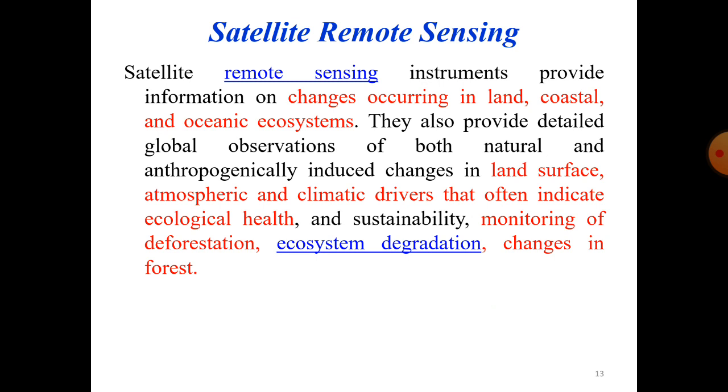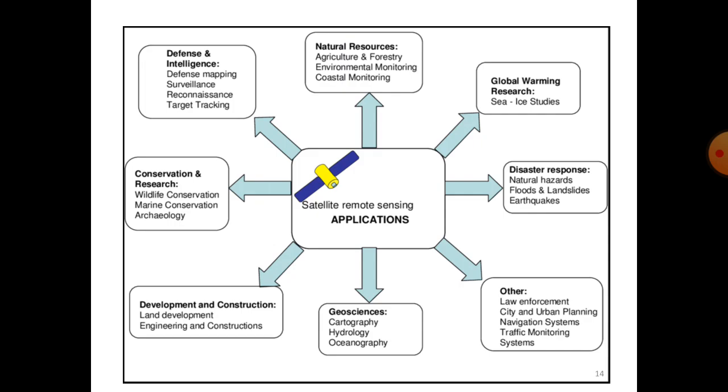Widely, satellite remote sensing is used in gathering information about land, coastal areas, oceanic systems, forests, atmosphere, climate changes, then ecological health of a particular area, deforestation details, ecosystem degradation, and if any changes are happening in the forest, such information can be recorded by using satellite remote sensing.